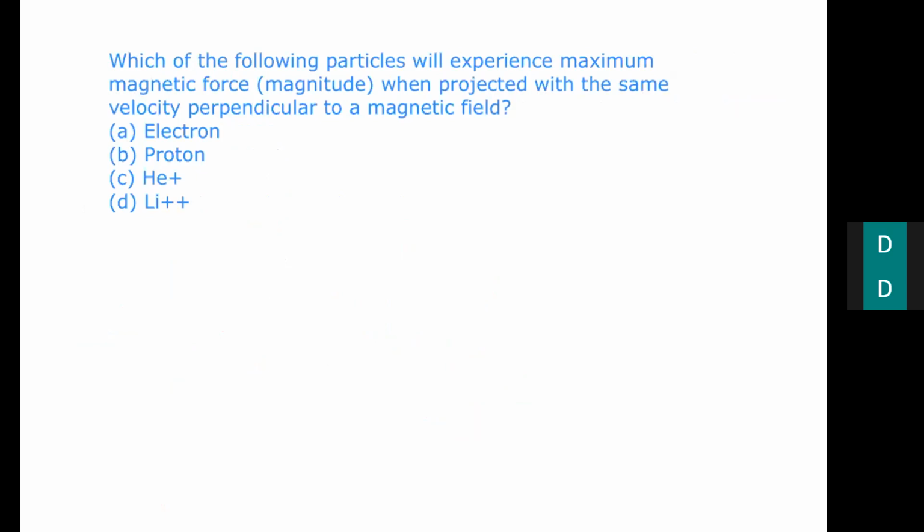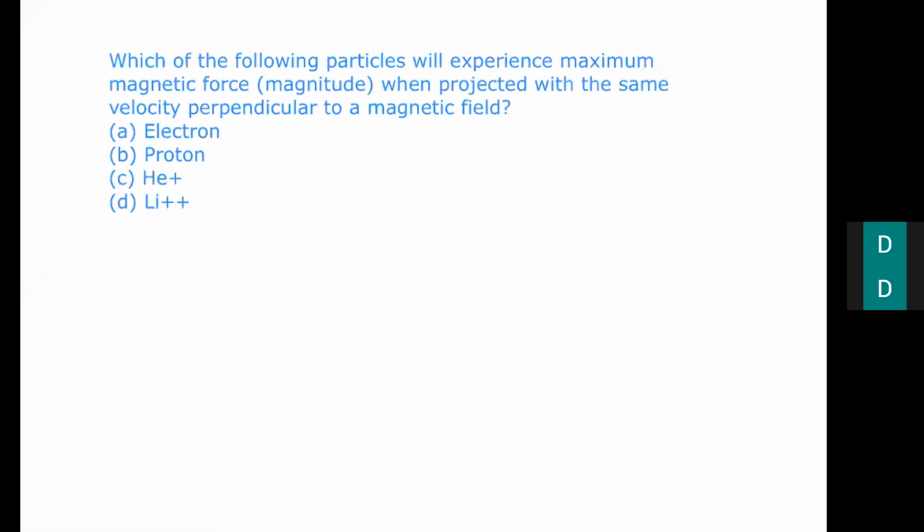So in this question, which of the following particles will experience the maximum magnetic force when projected with the same velocity perpendicular to the magnetic field? So here we want to know which particle experiences the maximum magnetic force. So basically, the expression for the magnetic force is F equals QVB sin theta.